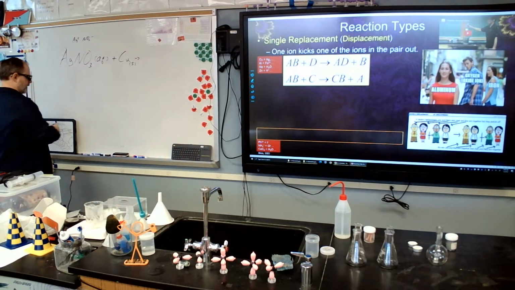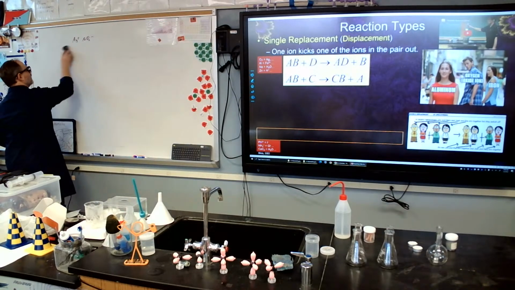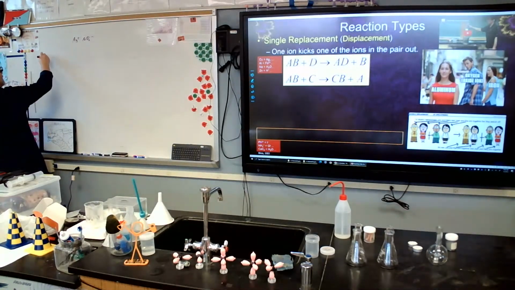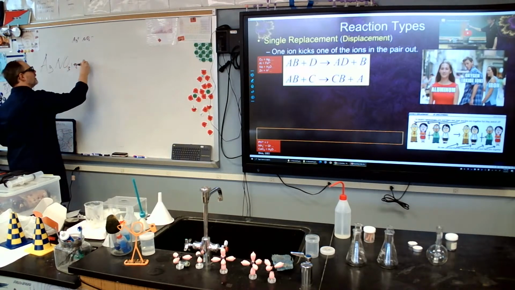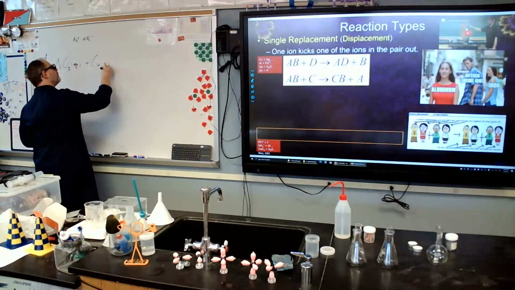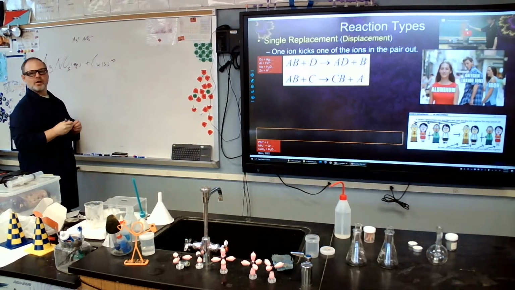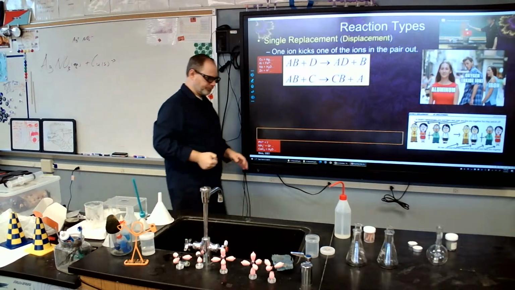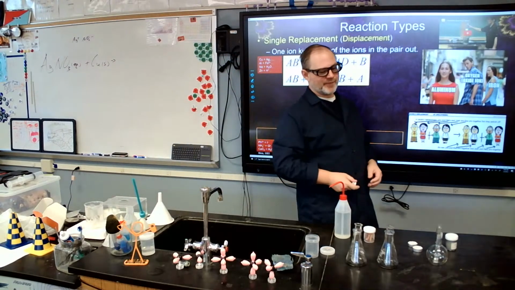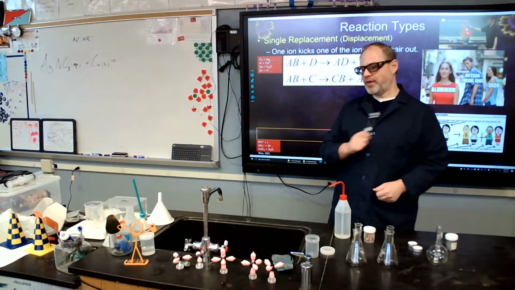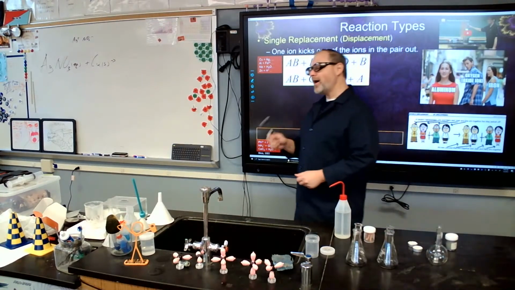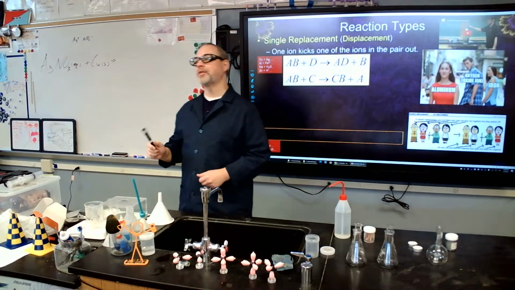Okay, run out of space again. The bigger I write, the faster I run out of space. So AgNO3 aqueous, and I'm going to add to it a piece of copper metal. And what's going to happen is this: the copper is going to say, hey, I am more active than silver, so I am going to kick out the silver.